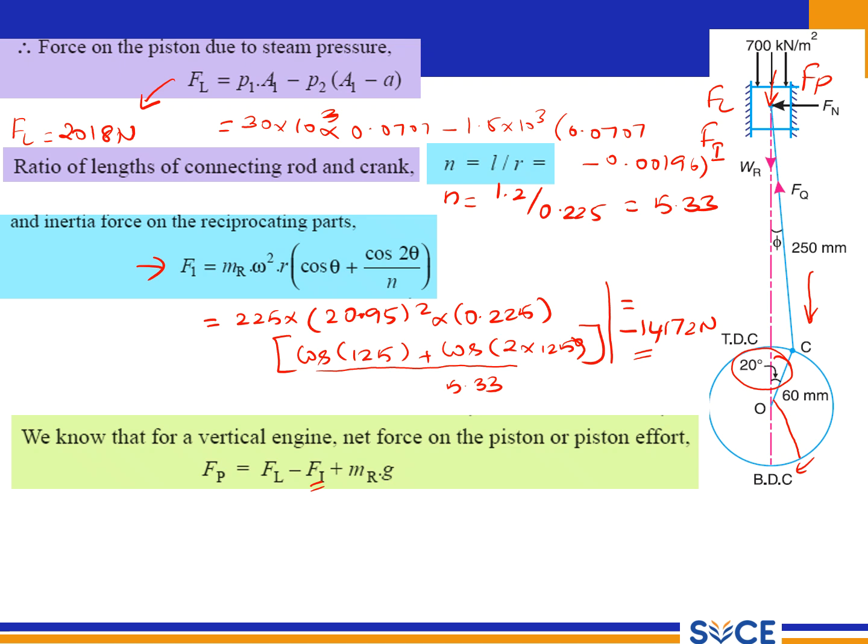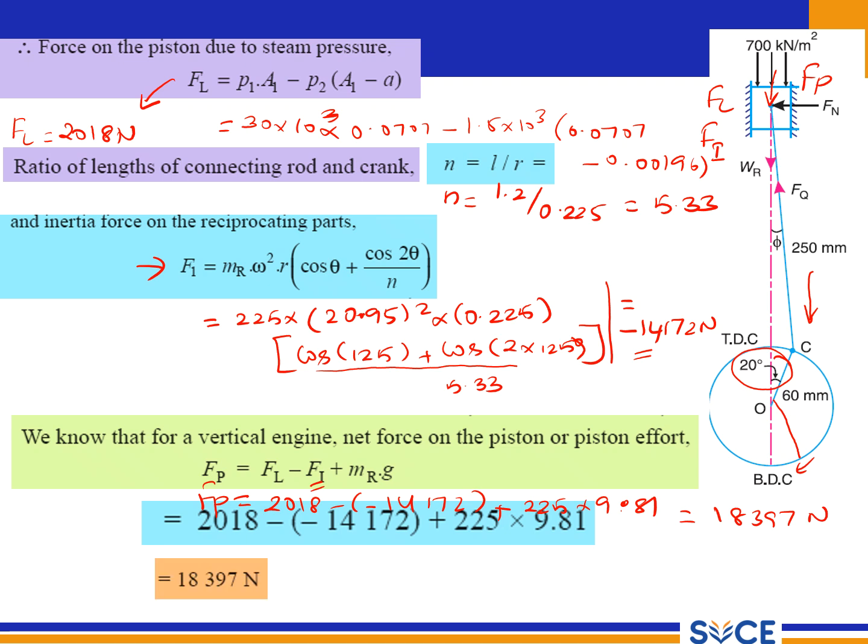So what we have to do, just substitute the values whatever we got. So it is 2018 minus of minus 14.172 plus mass of the reciprocating parts is given as 225, then 9.81. So this value if we are calculating, it comes around 18,397 Newton. So this is our FP. If the FP is known to us, then we can easily calculate the torque. Is it not? Okay, so we have to calculate FT. After FT, we can calculate the torque. So this is the value, 18,397. Next, we will calculate the torque.